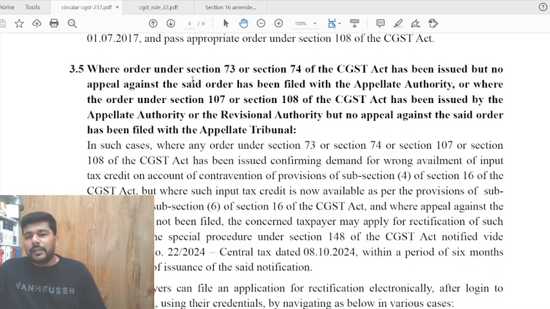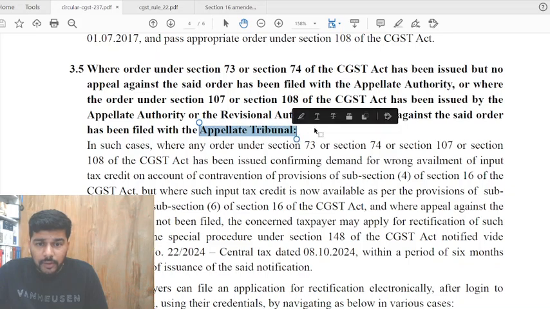Where the order under 73-74 has been issued but no appeal against the said order has been filed, or where the order under 107 or 108 has been issued by the appellate authority or revisional authority but no appeal against the said order has been filed with the appellate tribunal.